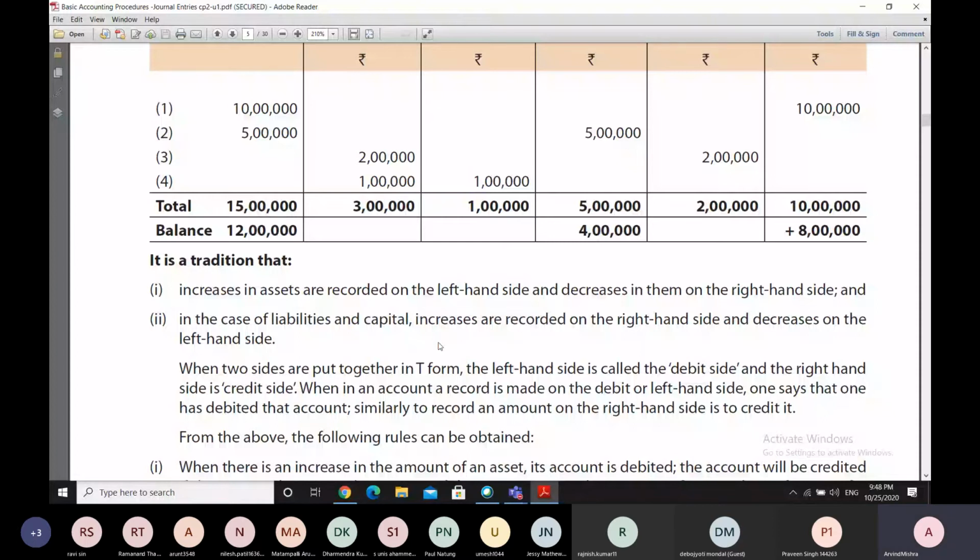Now when we put together the two sides in T form, the left hand side we call the debit side, and the right hand side we call the credit side. So when in an account a record is made on the debit or the left hand side, we say that we have debited that account. And when we make a record on the right hand side of any T form or account, we say that we have made a credit to that account.